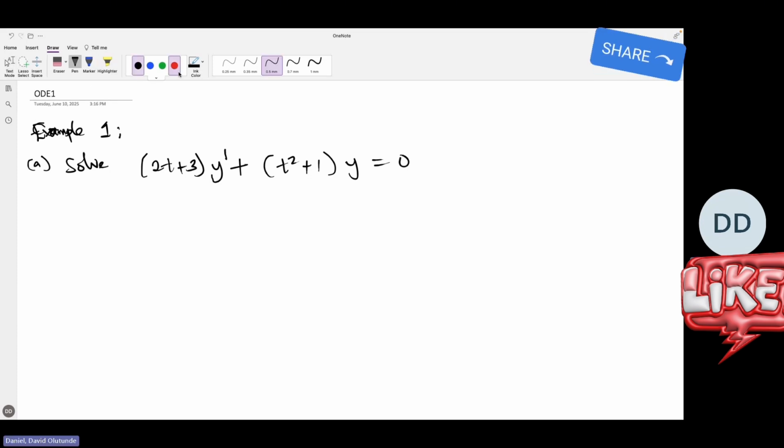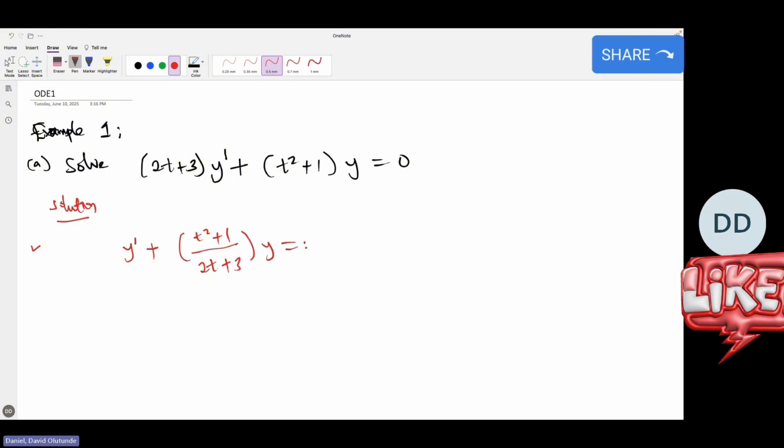So let's try to solve this problem. Solution. We said this is a linear first order ODE. Take note, because maybe in your exam you might be required to tell what kind of differential equation it is. This is a linear first order ODE. So this means that we can rewrite this problem as y prime plus (t squared plus 1) over (2t plus 3) times y equals 0.